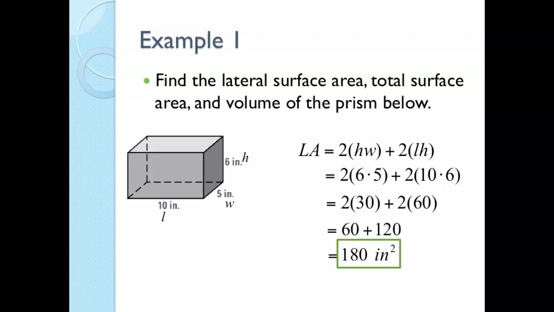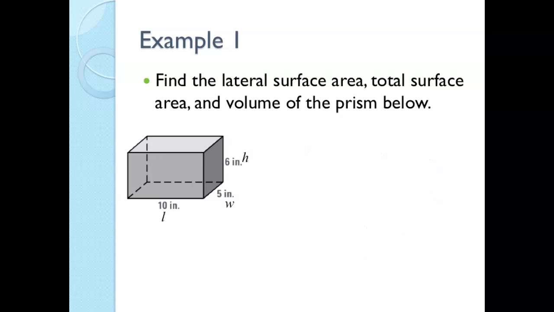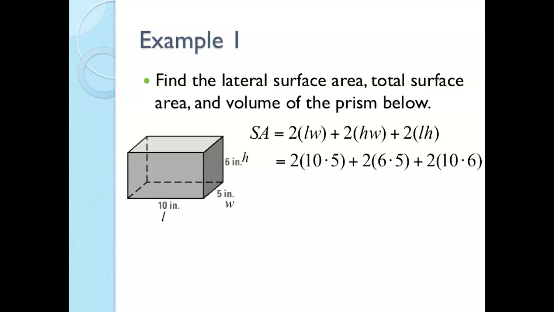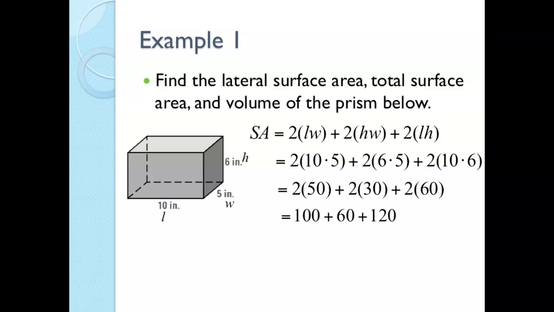All right, next we have to find the total surface area. So this is going to be, well, everything that we just found, and then also the area of the top and the bottom. So this is going to be 2 times 10 times 5 plus 2 times 6 times 5 plus 2 times 10 times 6. So we have 2 times 50, 2 times 30, and 2 times 60. So this is 100 plus 60 plus 120, which is equal to 280 square inches. So now we found the total surface area. So that's the lateral surface area plus the area of both bases.